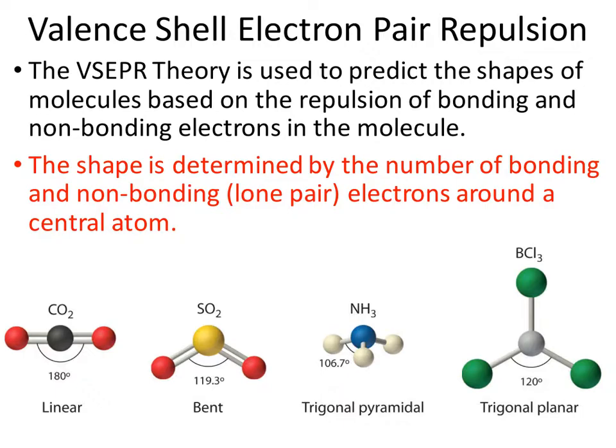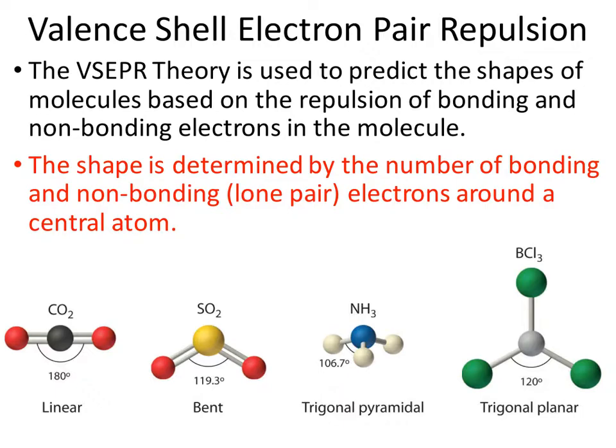So what is VSEPR? It actually stands for the valence shell electron pair repulsion theory, and it's a theory used to predict the shapes of molecules. It's all based on electrons, the bonding ones that are involved in bonds and the ones that are involved in lone pairs. So those are your non-bonding electrons, as we see over here. Now the shape of a molecule is determined by the number of those bonding and non-bonding pairs and how they're distributed around the molecule.